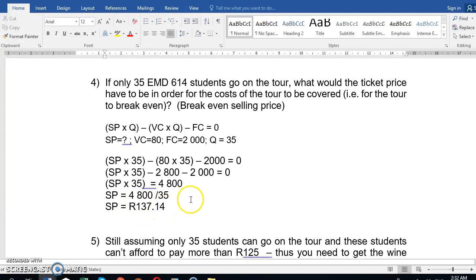Right, so that was number 3 and 4, and again, as you can see, I keep on applying this equation. I just write down what is known and what is unknown, and I solve for the unknown. It's as simple as that.